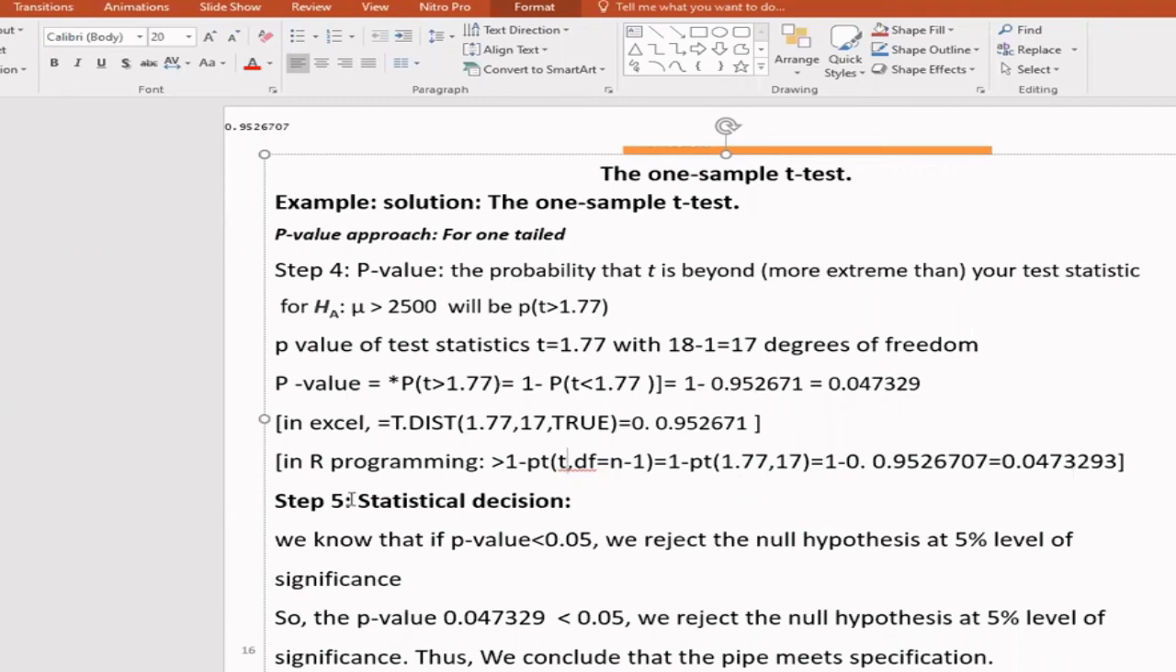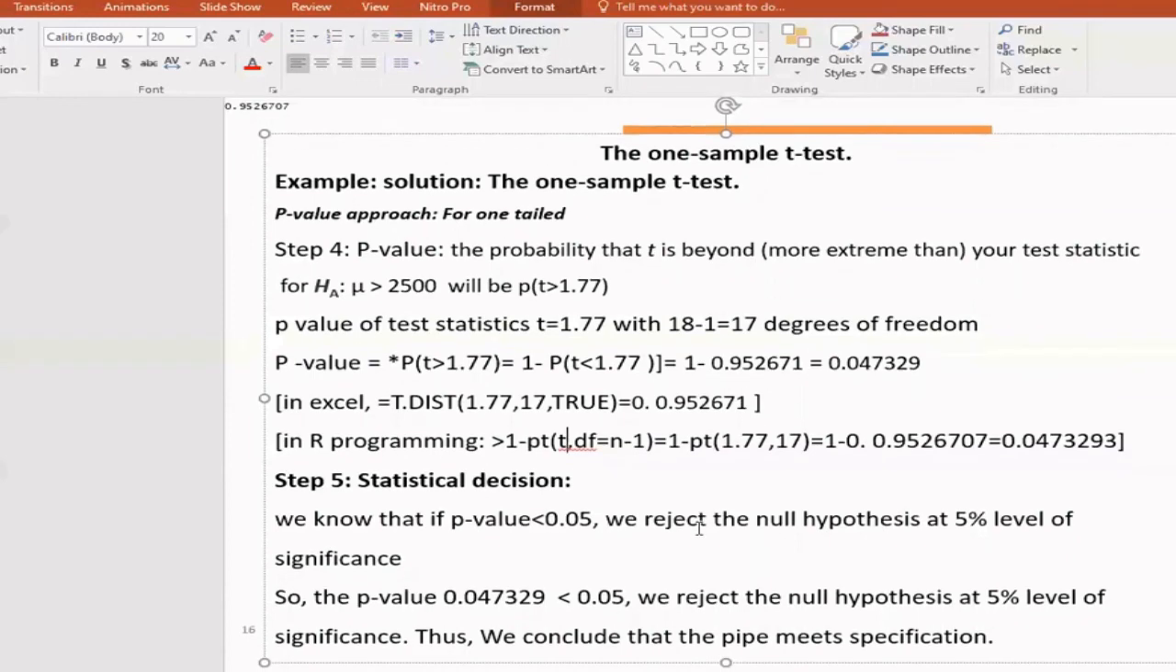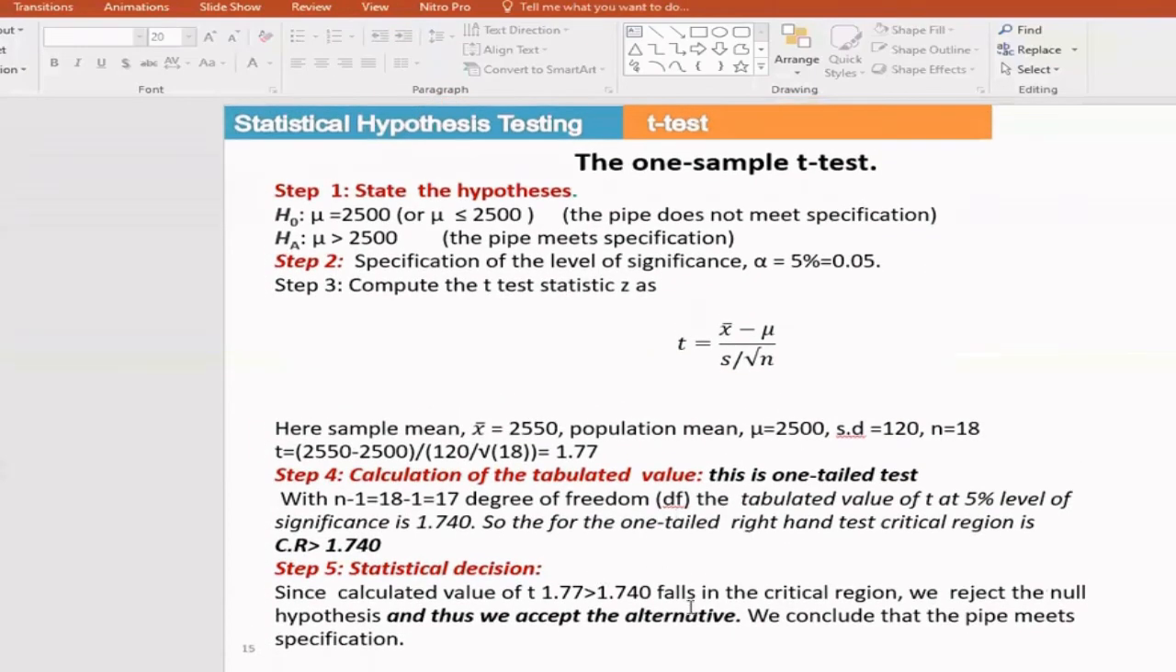So step 5, we have to make the decision. In step 4 we got the p-value, and in step 5 we make the decision. We know that if the p-value is less than 0.05, we reject the null hypothesis and accept the alternate hypothesis. Our p-value 0.047 is almost 0.05, but still it is less than 0.05. As it is less than 0.05, we reject the null hypothesis and accept the alternate hypothesis. Same as the conventional method. This means the pipe meets the specification.